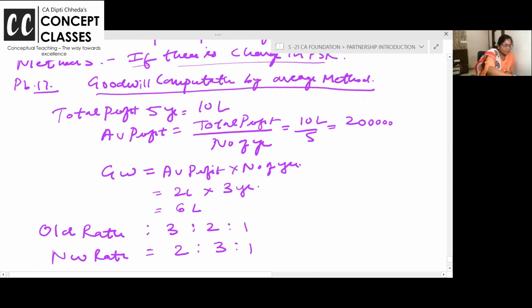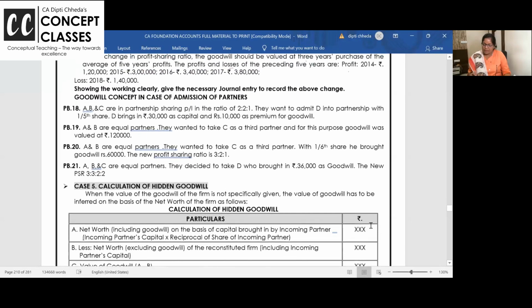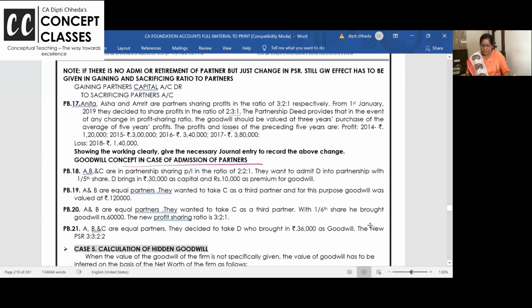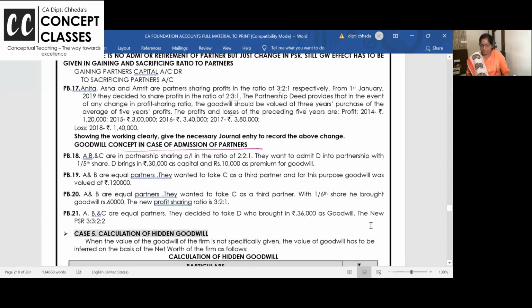And now the last method, number 6. Before that, some good small problems are there which you will take for admission. We will practice. Goodwill concept in case of admission. Goodwill concept in case of admission of a partner. In fact, we can do this with the next chapter also, but since I have given all the goodwill here, we will complete it now. I hope this case is clear.